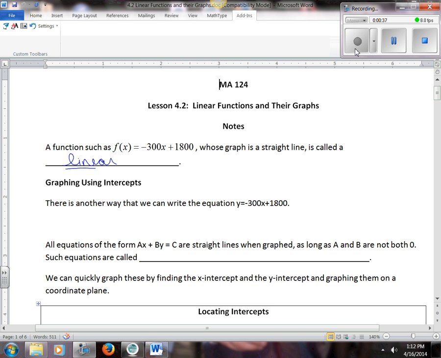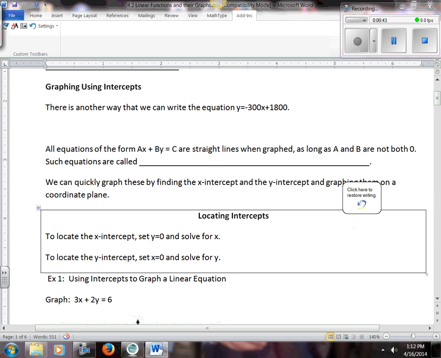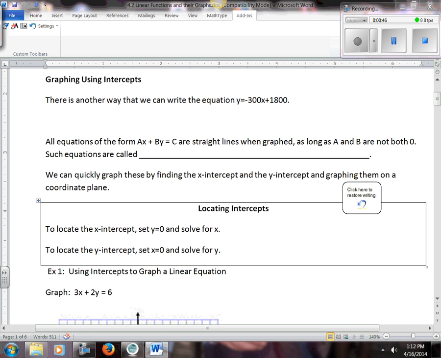So we're going to talk about a few different ways of graphing these types of functions. The first way that we're going to discuss is by using our intercepts, where the line crosses the x-axis and the y-axis. Another way that we can write the equation y equals negative 300x plus 1800 is by adjusting it so that the x and y are both on the same side, by adding 300x to both sides. So 300x plus y equals 1800.